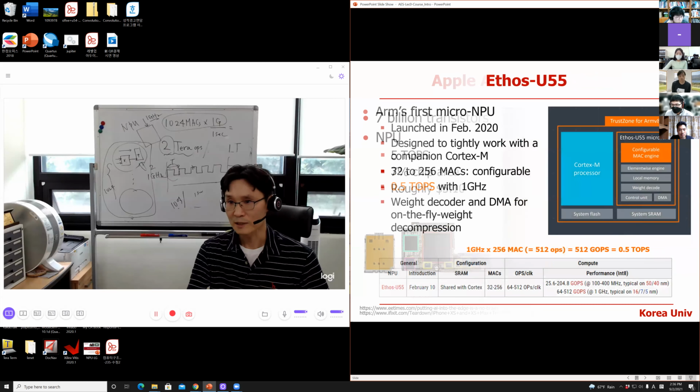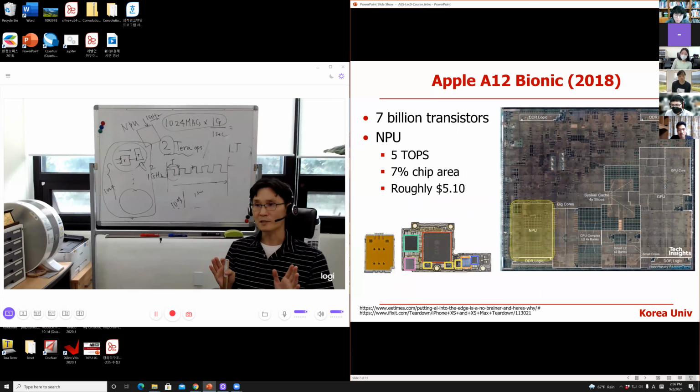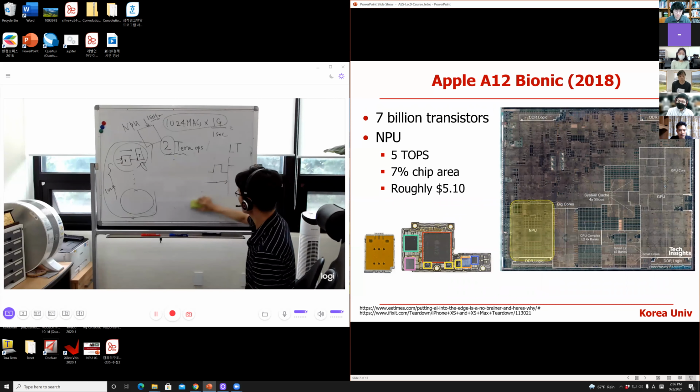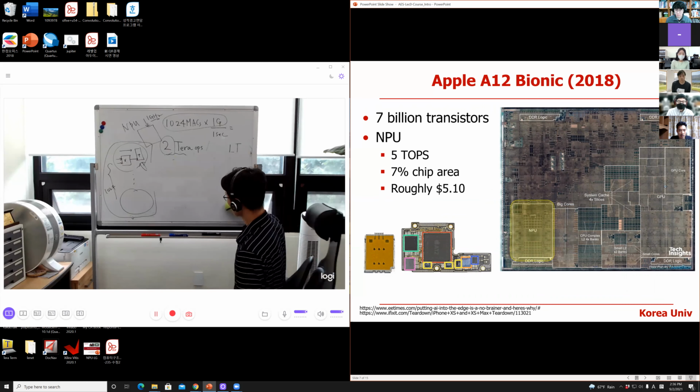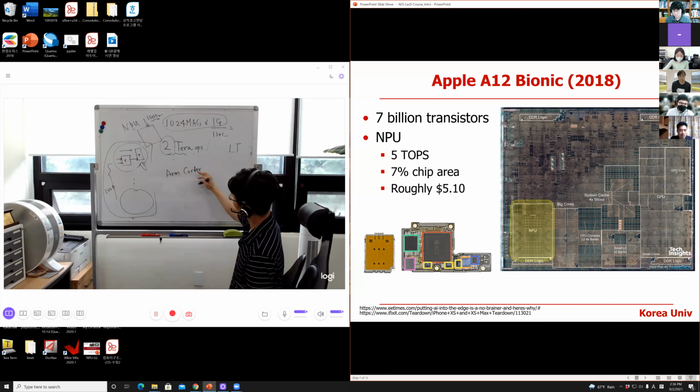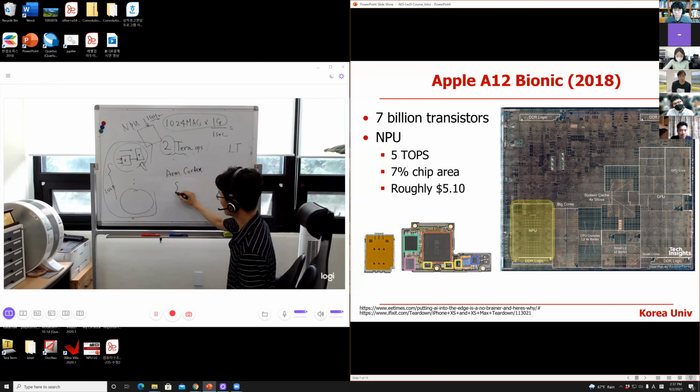Not only this high performance application processor. If you are familiar with ARM Cortex processor, ARM Cortex has 3 families. The first one is application processor, Cortex-A.